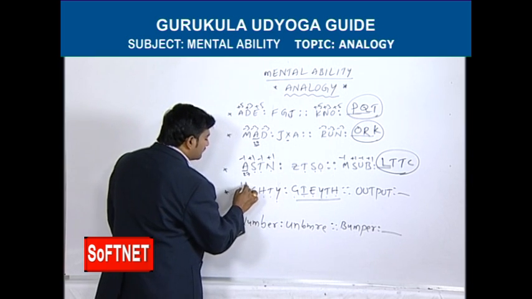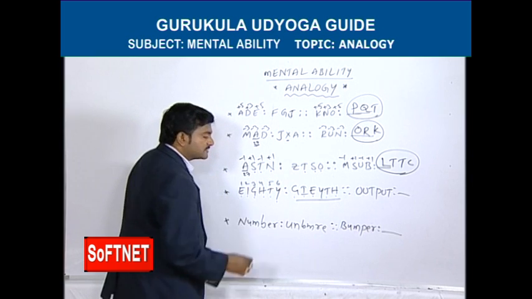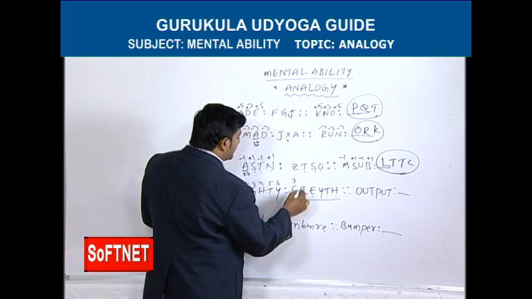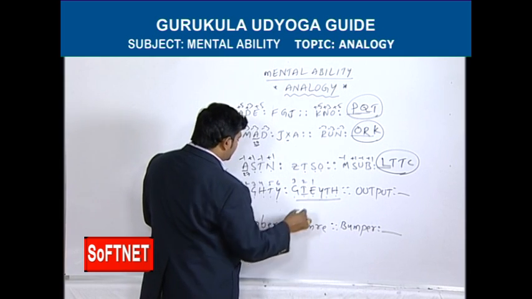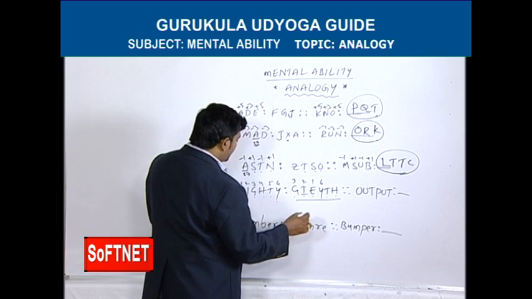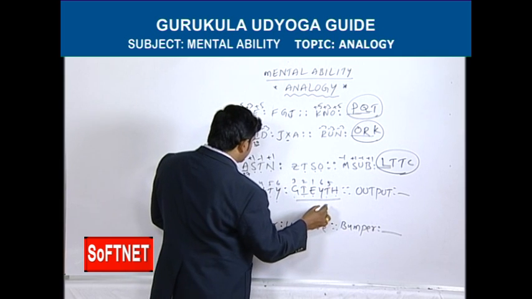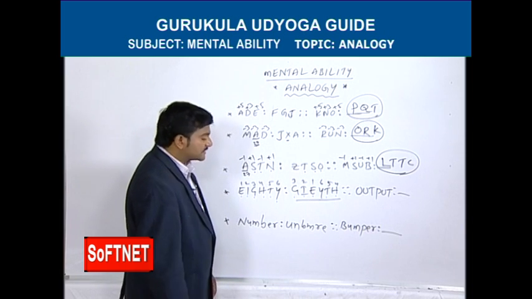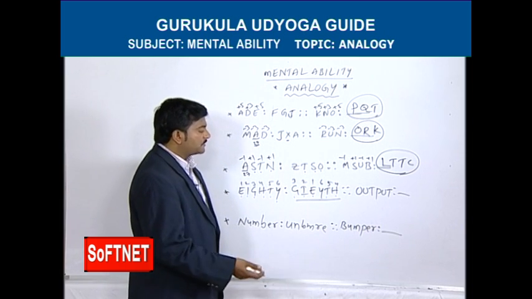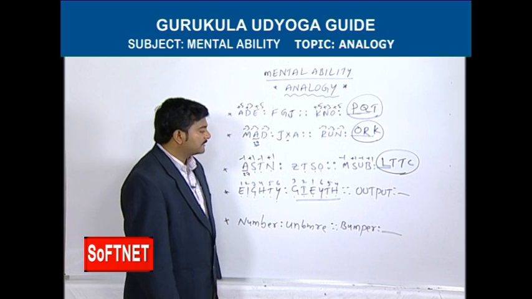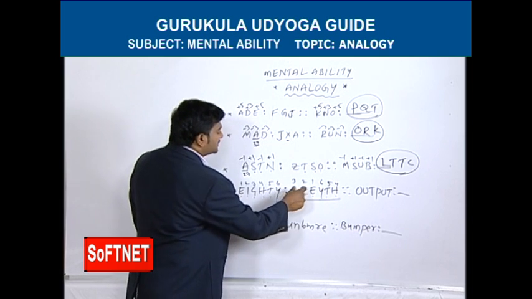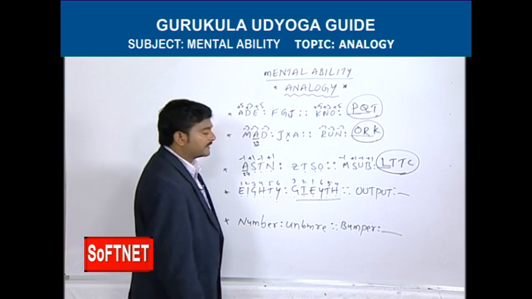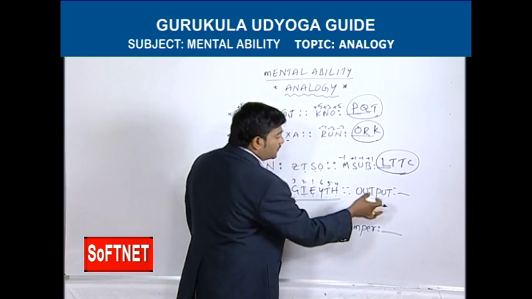Simply give the numbers 1, 2, 3, 4, 5, 6. If I give 1, 2, 3, 4, 5, 6, G means how much? 3. I means 2, E means 1, Y means 6, T means 5, H means how much? 4. Simply 1, 2, 3, 4, 5, 6 is written as 3, 2, 1, 6, 5, 4. So, the first half part in reverse order, second half part in reverse order.